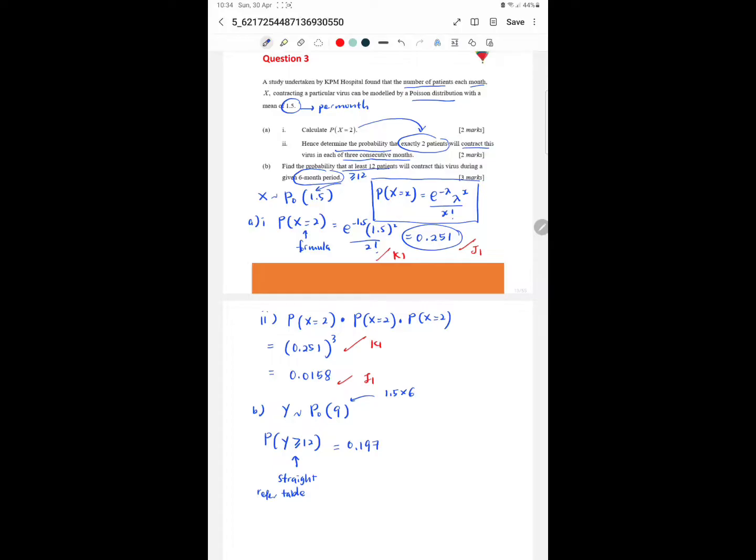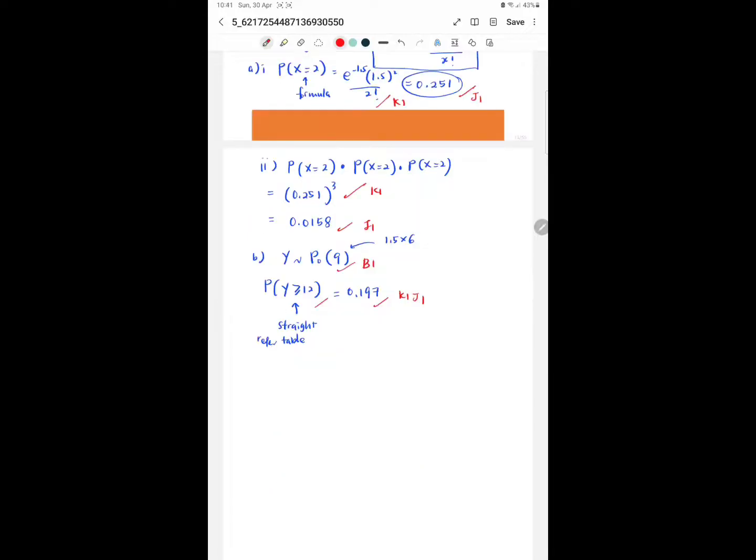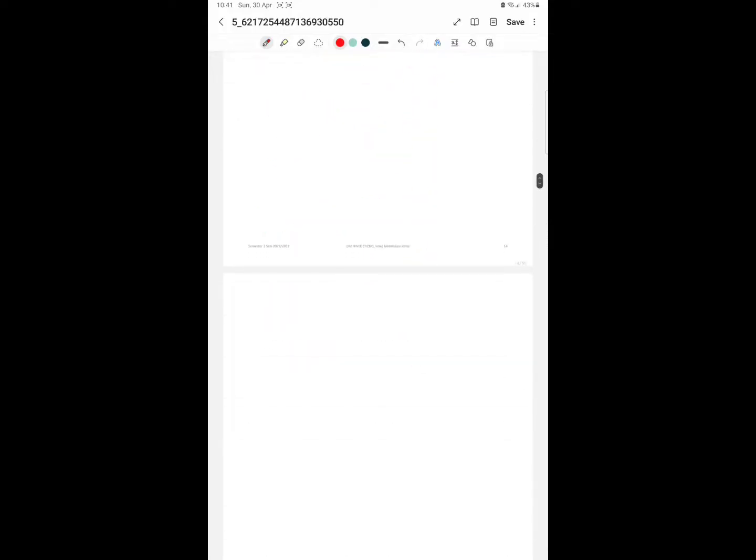So markah dia ada 3 kat sini. Jadi masa kita tukar mean tu jadi baru B1. B tu maksudnya exactly, mesti betul macam tu. Okay, jadi more than equals to 12, kira yang ini K1 dan final answer J1. Total marks equals to not 9. Total marks equals to 7. Question number 3 done. Alright, so now we are going to move on to section B.